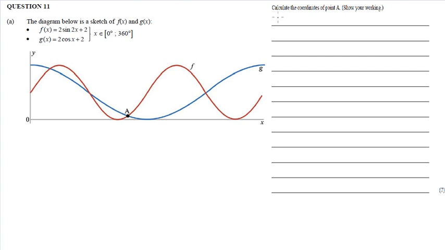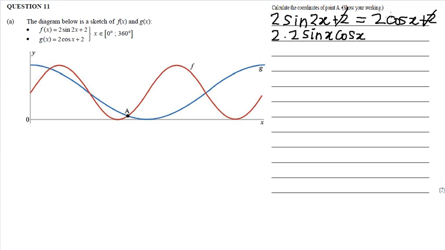So we begin by equating them. So we make the equation of f equal to the equation of g. So we're going to say 2 sine 2x plus 2 is equal to 2 cos x plus 2. The 2's cancel, and we are now going to replace the sine 2x by the double angle formula, and sine 2x is 2 sine x cos x.